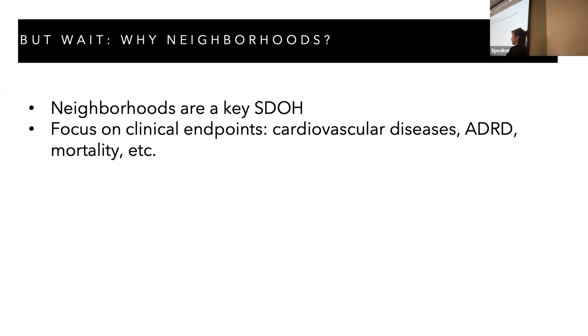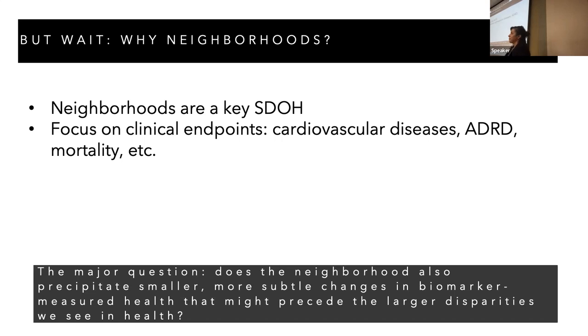But first, why neighborhoods? Why focus on neighborhoods? Neighborhoods are a really essential part of the social determinants of health. They're part of that larger constellation that I think we should really be paying attention to. There's been a lot of work on neighborhoods, a lot of really amazing scholarship actually on neighborhoods and health, thinking about hard clinical endpoints like cardiovascular disease or Alzheimer's disease and premature mortality. But the question that asks me is, does the neighborhood also precipitate smaller, more subtle changes in biomarker measured health that might precede these larger disparities we see in these clinical endpoints? And so if we can detect these smaller biomarker measured health changes, maybe then we can intervene on them as well.